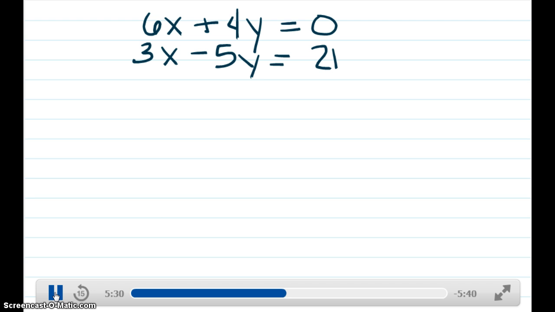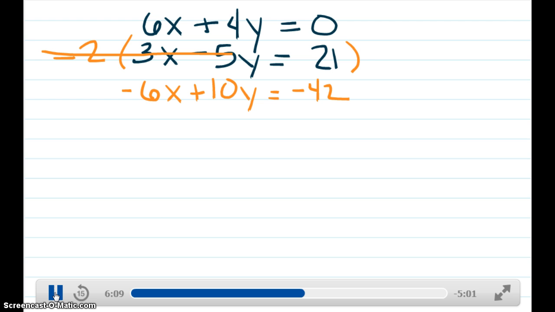Okay, so now we have our third example. And so this one, we see we don't have a positive and negative of the same number. We only have a 6 and a 3, and then a 4 and a negative 5. So I'm going to look at my x's. If you see a 6, is there a way that you can make 3 be a negative 6? And there is. You need to multiply by negative 2. And you're going to multiply that whole equation. So I'm going to make it negative 6x plus 10y equals negative 42.